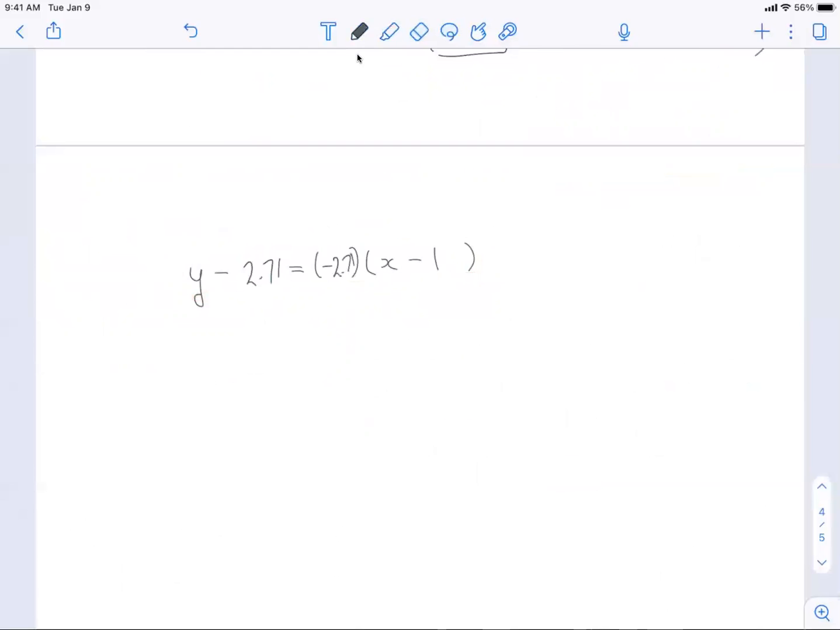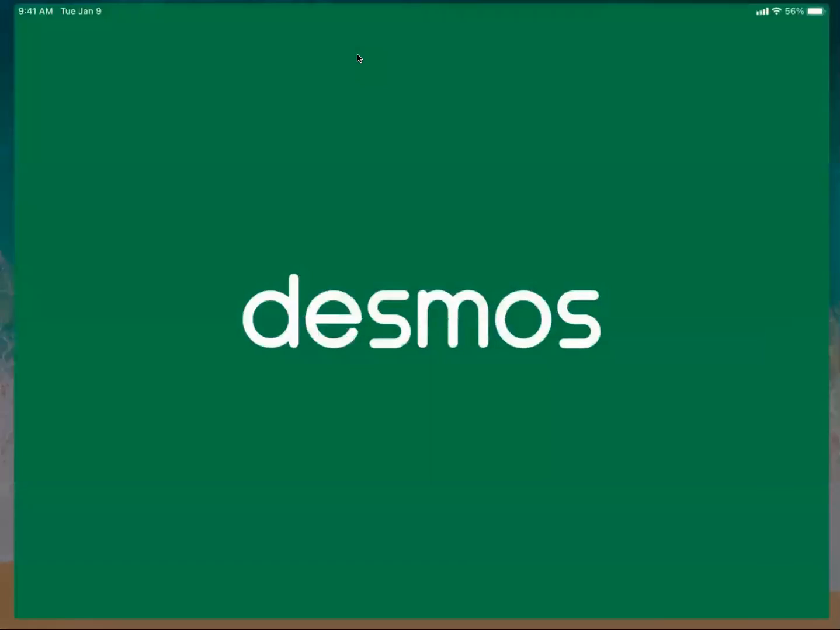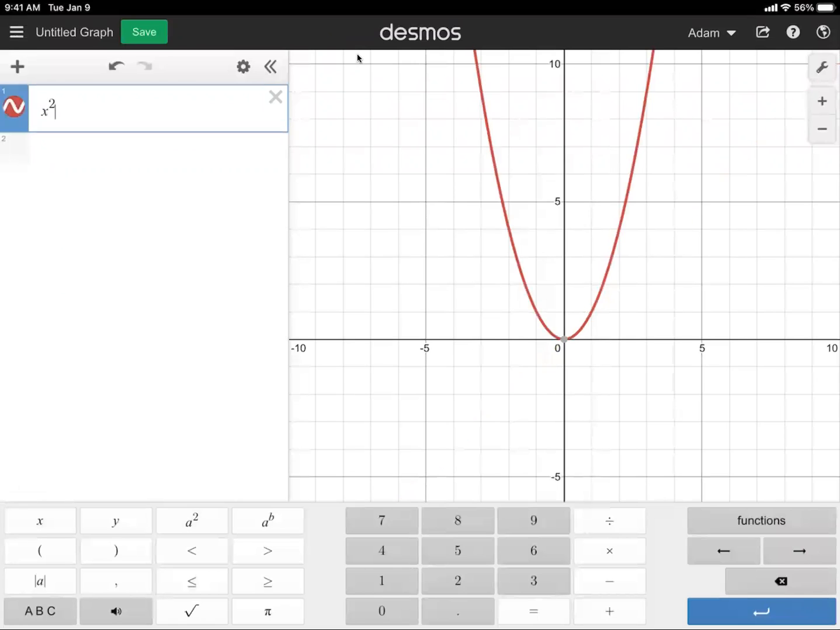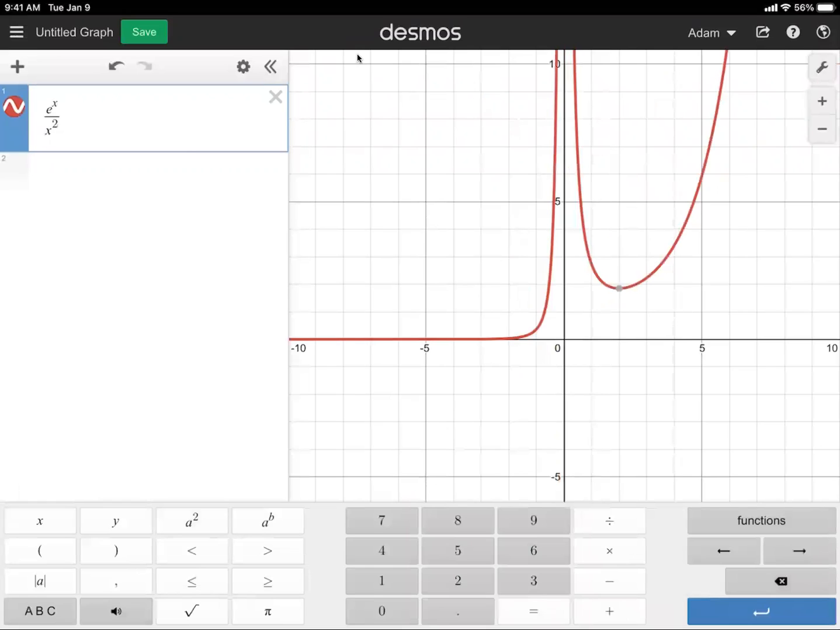And now let's check this and see if it matches what we get on Desmos. Let me open Desmos. I have to find it. Where is Desmos? Here's Desmos. I'm just going to graph our original function, which was x squared in the denominator and e to the x in the numerator, so e to the x power divided by x squared. So there's our function.